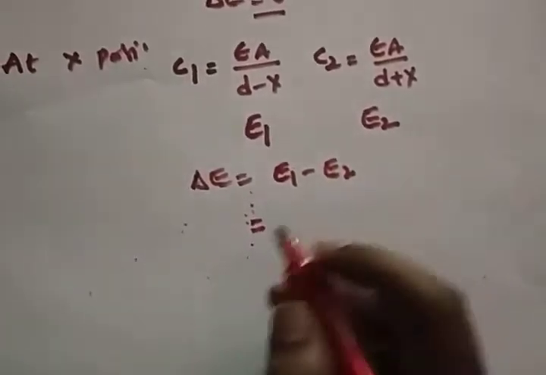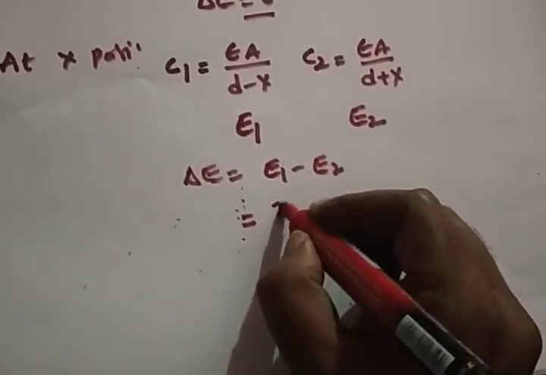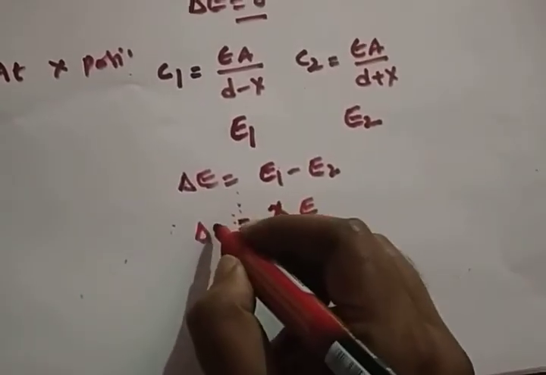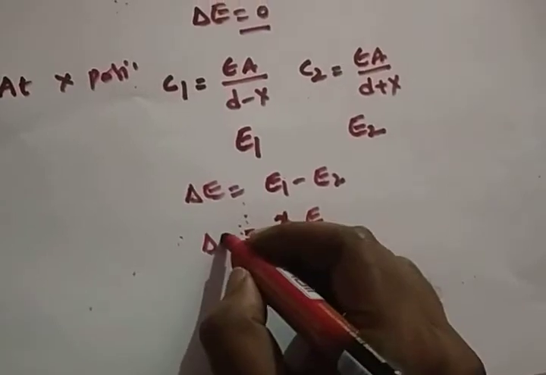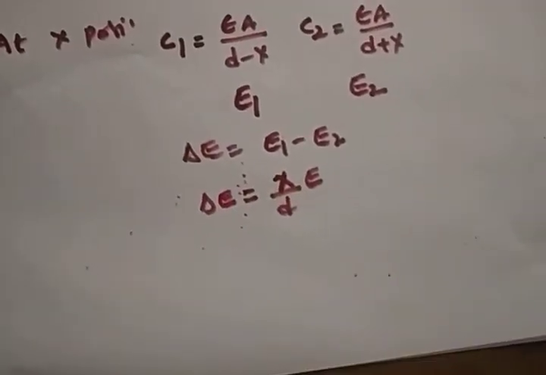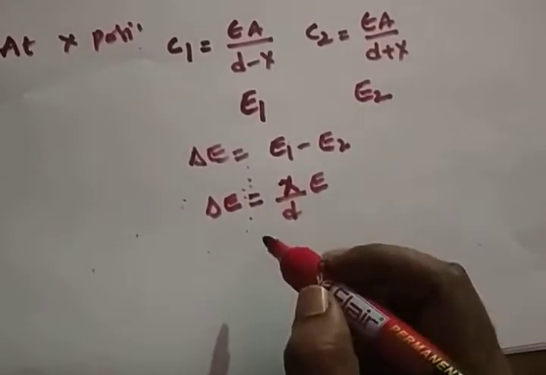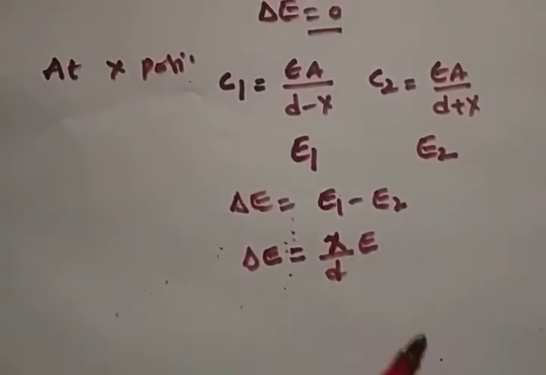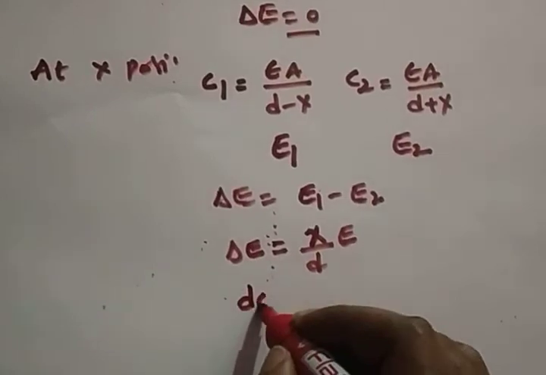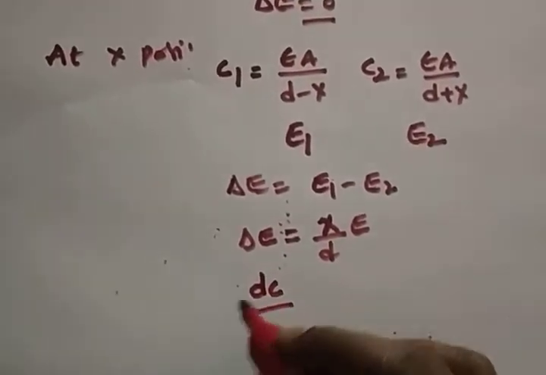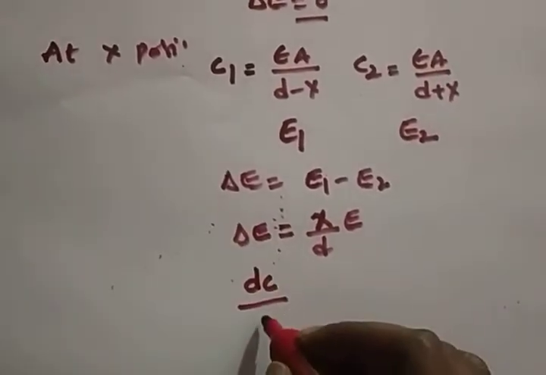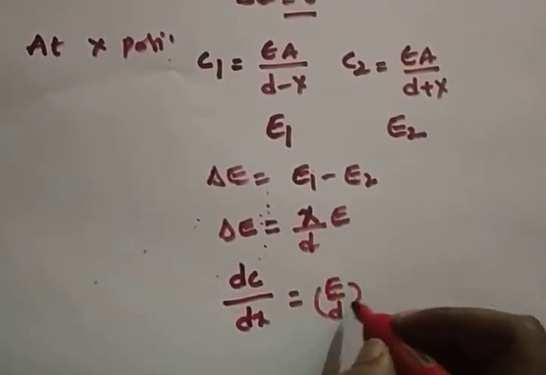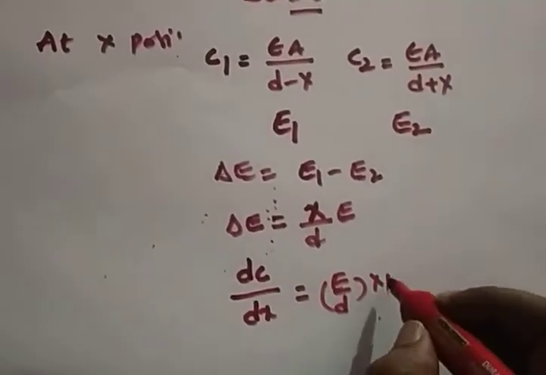If you calculate it, you will get the value of x by D into E. That means what is your output? Change in capacitance. What is the input? Your input is nothing but the displacement, dC by dx. You will get the value of E by D, with x value 1.